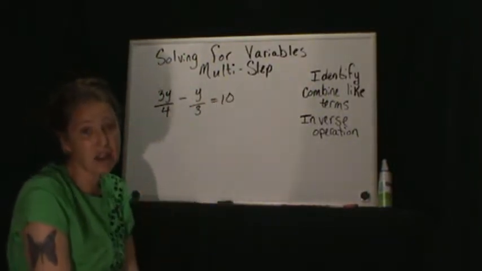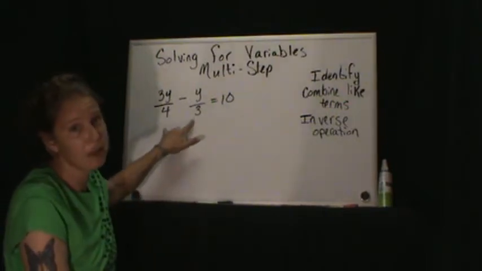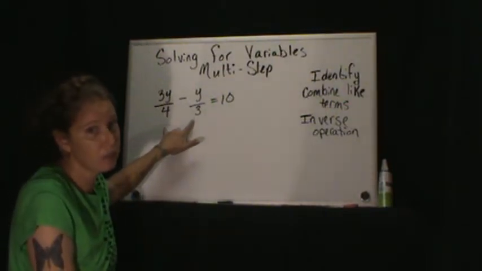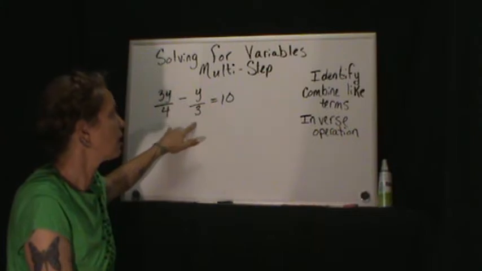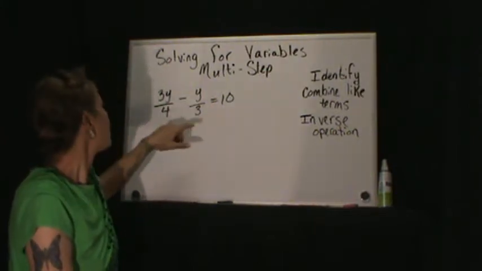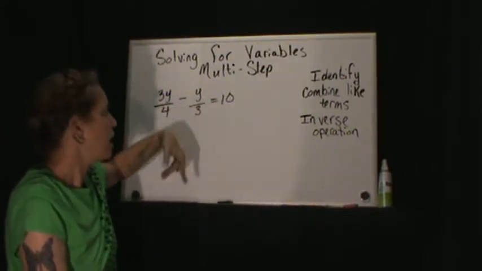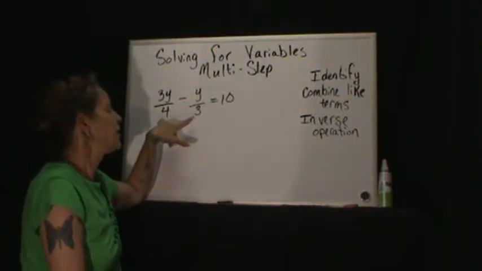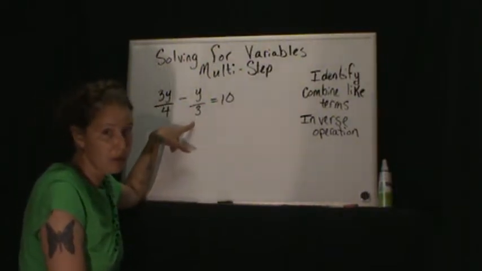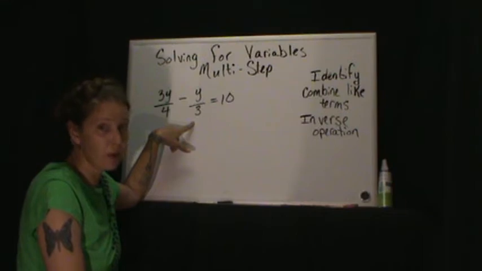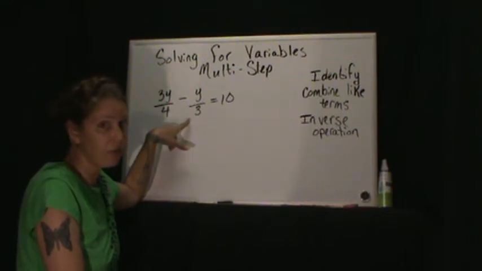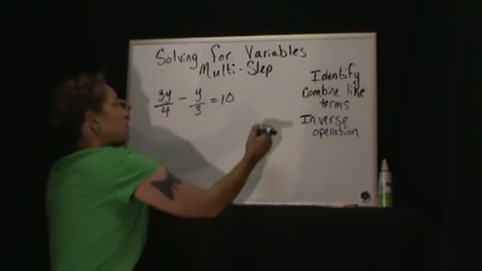In this one we have fractions, and they don't have a common denominator, so we cannot combine our like terms yet. We have to get a common denominator. Our variable is y. To find a common denominator, you got to find your least common multiple, which means the smallest number that can be divided evenly by both of these numbers. In this case, it's 12.